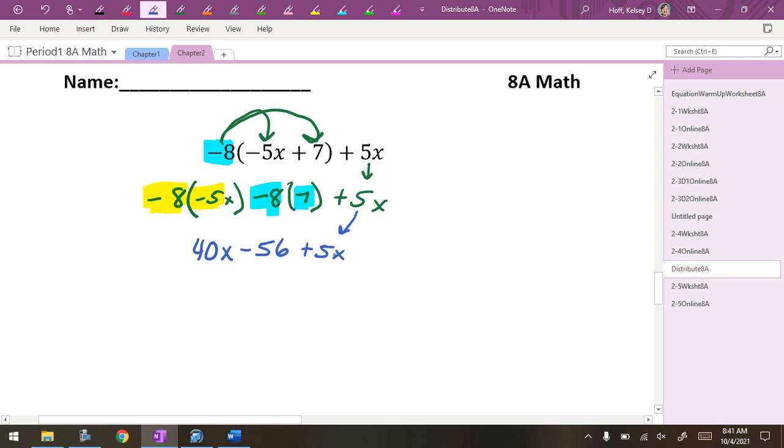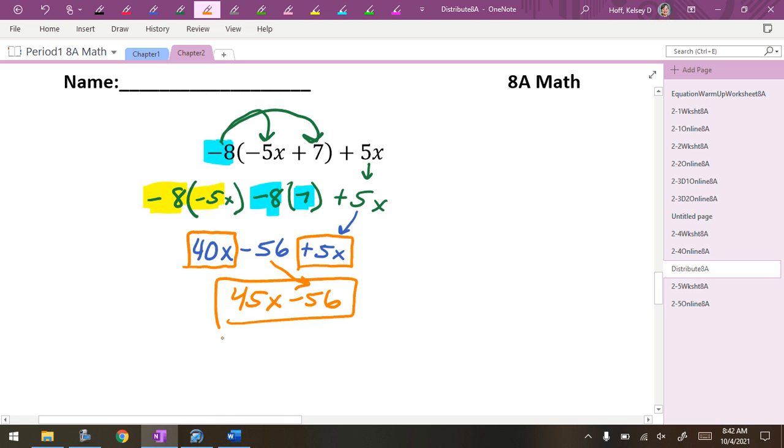All right, Courtney. Are any of those like terms? Numbers that have the same letter or numbers without letters? Which ones? Okay, so I'm going to put a square around 40x. And I'm going to put a square around a positive 5x. That tells me exactly what to type into my calculator. 40 plus 5 is 45x. But what can I not forget? Minus 56. That guy didn't have anybody to connect to him, but we still have to keep track of him. That's all you're doing today.